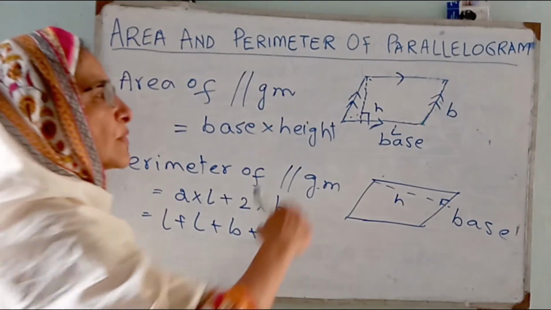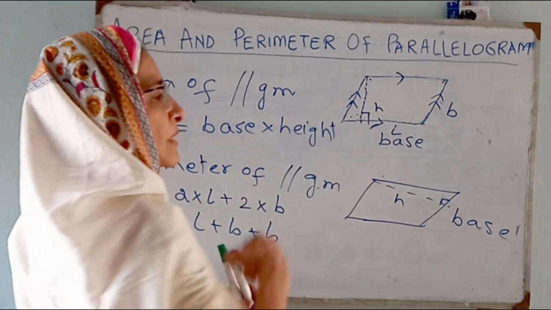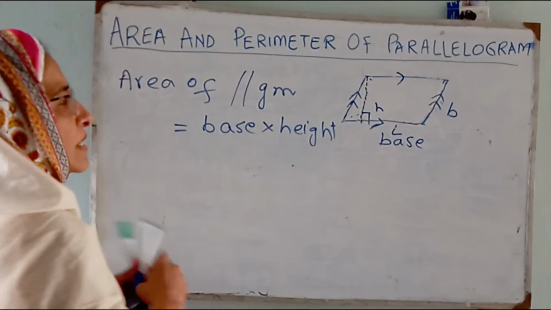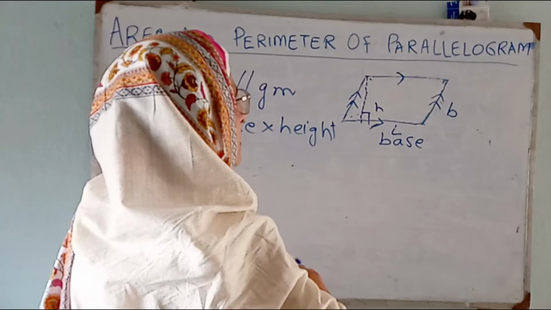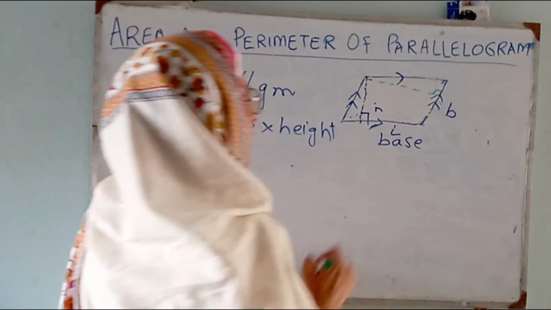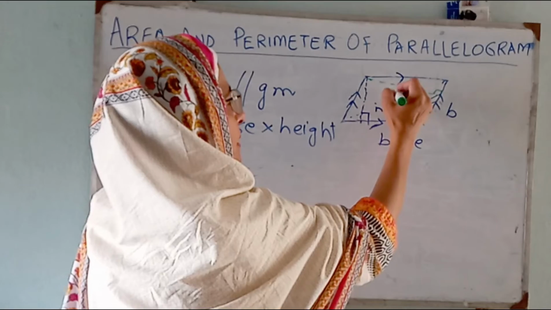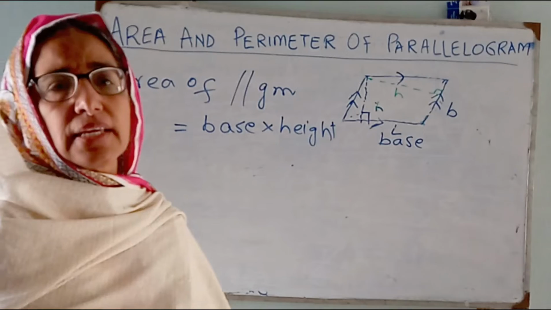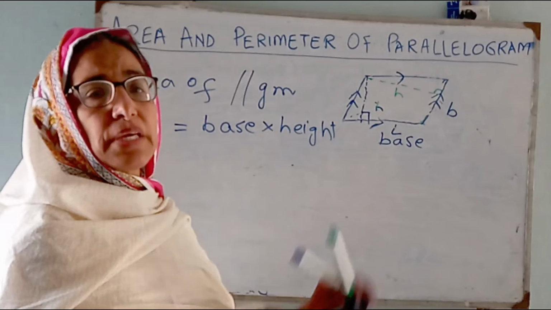In this parallelogram, once again, suppose I am given 2 heights. One height is this, and the other height is this one, making a 90 degree angle. So this will be the base and this will be the height. When I am taking this as the base, this will be the height. What about the area? In both cases, the area of a parallelogram will be the same.